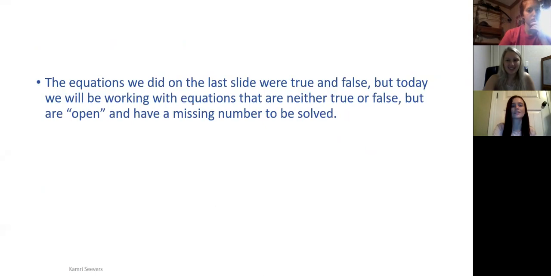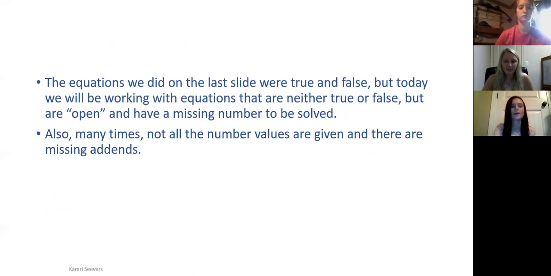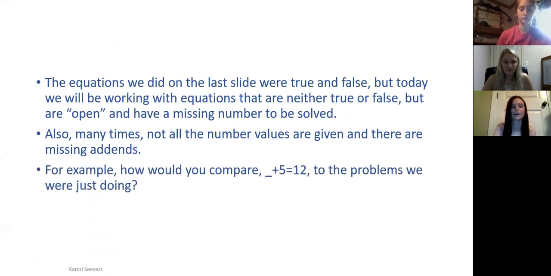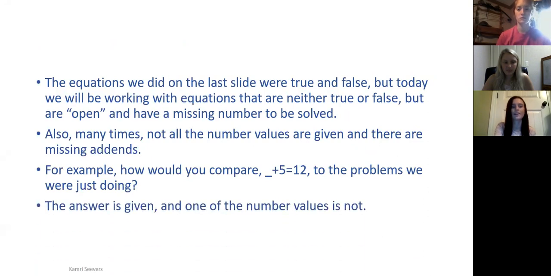The equations we did on the last slide were true and false, but today we will be working with equations that are neither true or false, but are open and have a missing number to be solved. Also, many times not all the number values are given and there are missing add-ins. For example, how would you compare blank plus 5 equals 12 to the problems we were just doing? The answer is given and one of the number values is not.